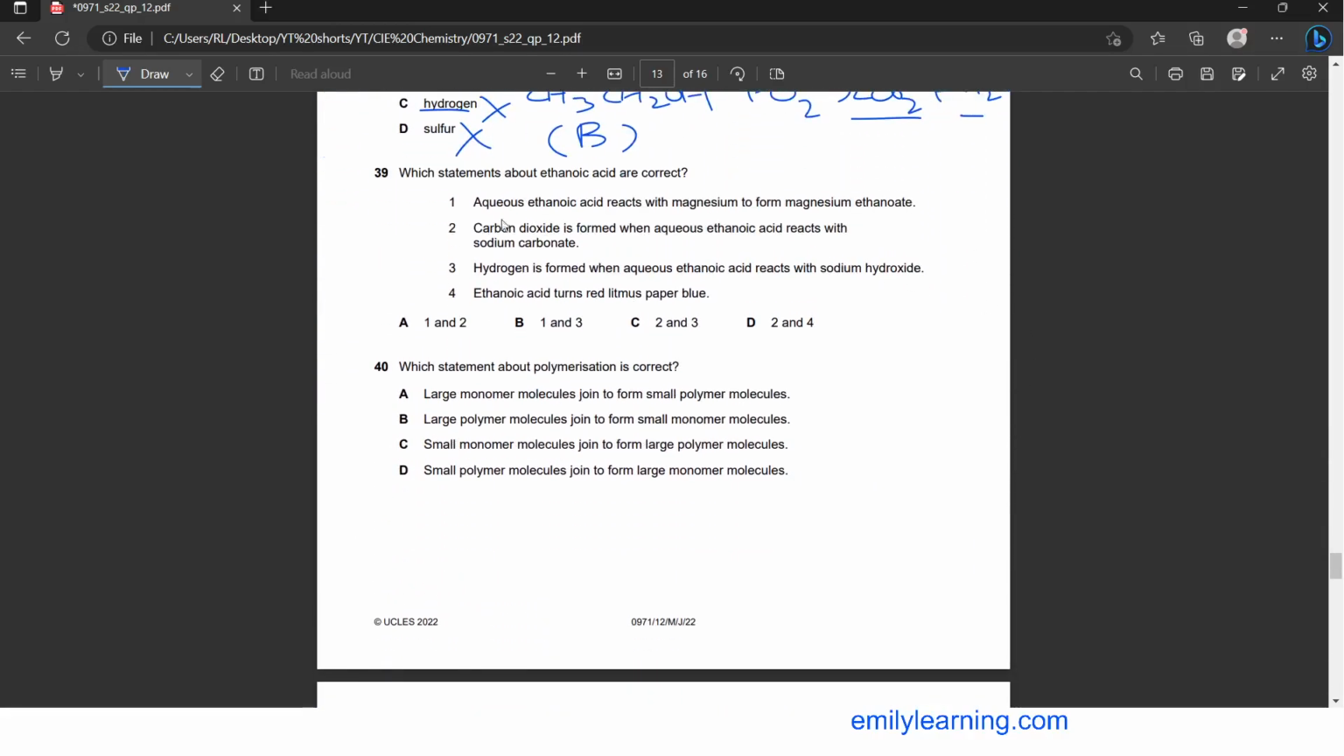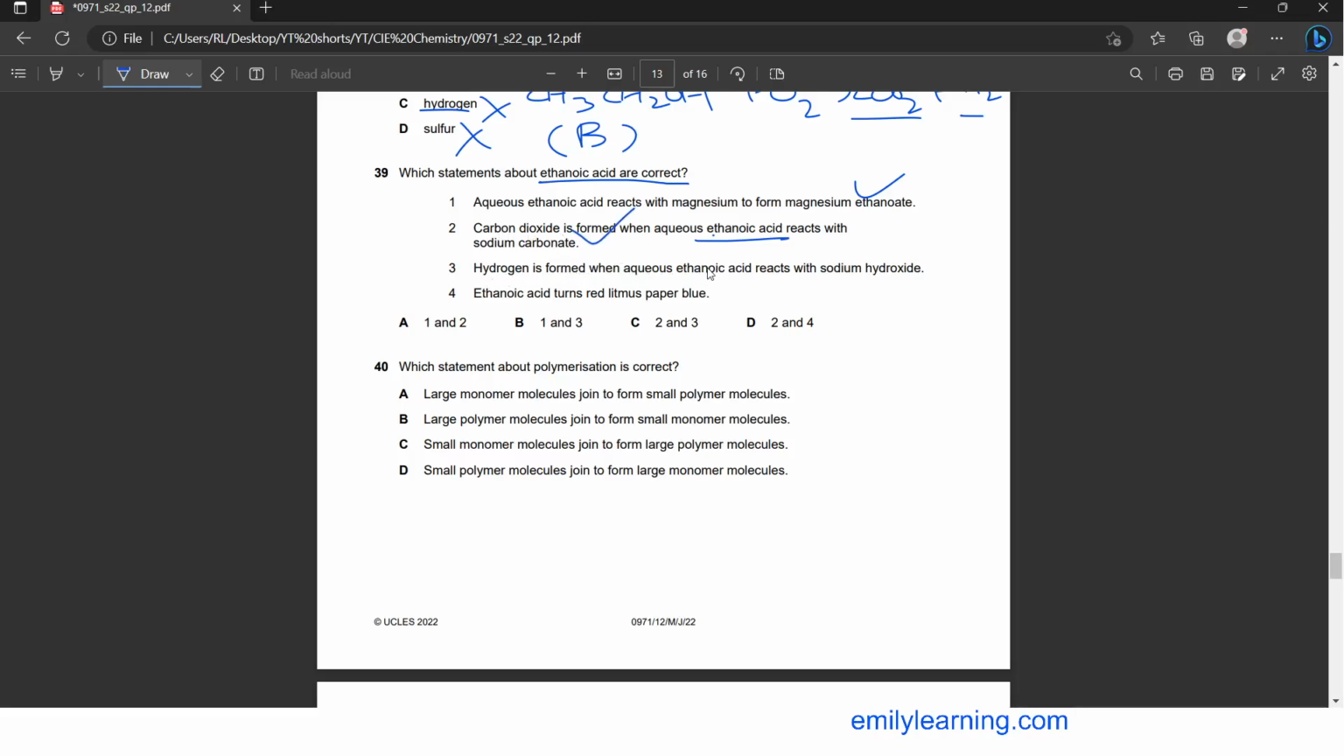Moving on to 39, which statements about ethanoic acid are correct? Aqueous ethanoic acid reacts with magnesium to form magnesium ethanoate. Yes, it is correct. Acid reacts with metal to form salt and hydrogen. Carbon dioxide is formed when aqueous ethanoic acid reacts with carbonate. Yes, ethanoic acid is an acid, so the acid reactions apply to ethanoic acid. Like all acids, it will react with carbonate to form carbon dioxide, so this is correct.